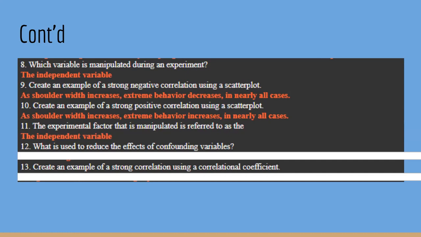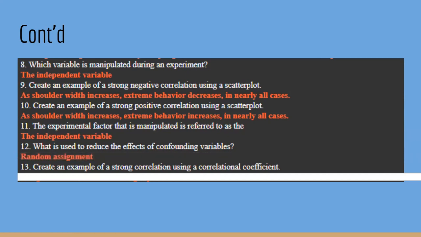What is used to reduce the effects of compounding variables? Random assignment. I might not have mentioned that, so sorry about that. But random assignment, remember, whichever control group or experimental group is random, that can help reduce compounding variables. Sorry, I just knocked my mic down.